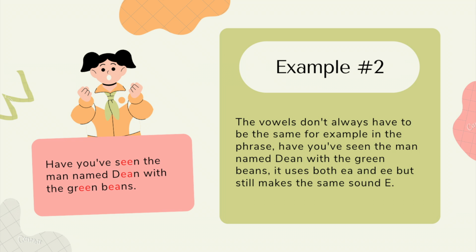The vowels don't always have to be the same. For example, in the phrase, "Have you seen the man named Dean with the green beans?" it uses both EA and EE, but still makes the same E sound.